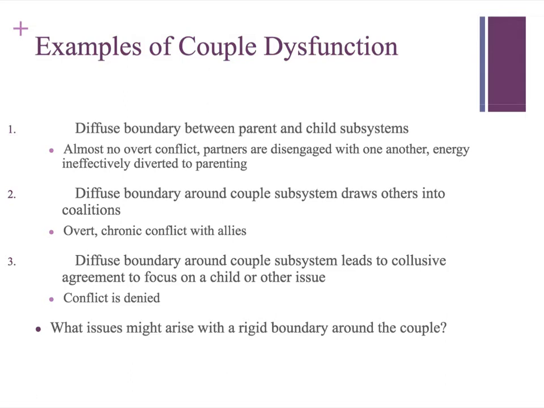However, this type of couple may not present for therapy since they are a more closed system and are not open to interacting with their environment. But if they do, they may be hyper-focused or hyper-vigilant on one another, averse to conflict, or highly conflictual due to their enmeshment. Couples with unhealthy boundaries around their subsystem are more likely to experience issues during normative life cycle changes, so the birth of a child, the death of a parent, the launching of a child, and non-normative stressors.